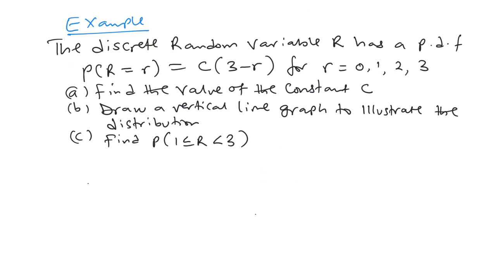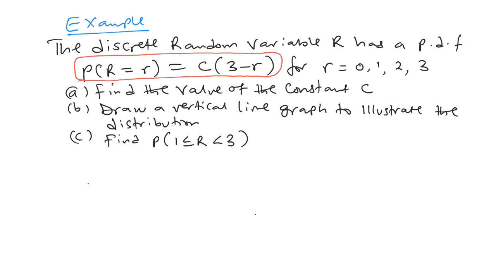Here is our second last example. They are giving us a discrete random variable. This time it is R, and it has a PDF. What's the PDF? The probability of R equal to lowercase r is C into 3 minus r, for r equal to 0, 1, 2, 3, and C is a constant, so they want us to find the value of C. What do we do?